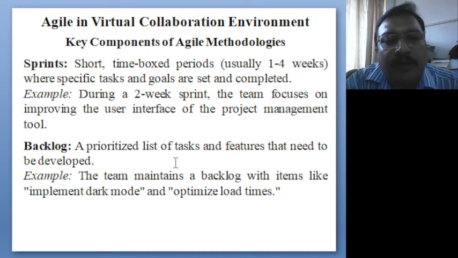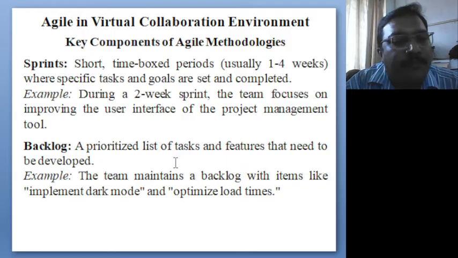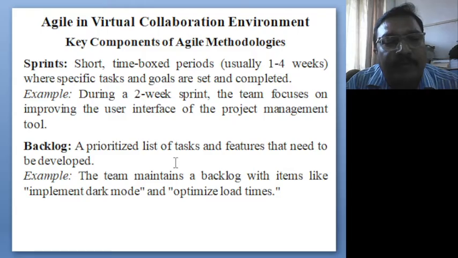Another agile methodology is the backlog method. It is a prioritized list of tasks and features which need to be developed. For example, a team maintains a backlog with items like implement dark mode or optimize load time. These are the things to be done, work to be done, which is prioritized. That prioritizing method we call the backlog.